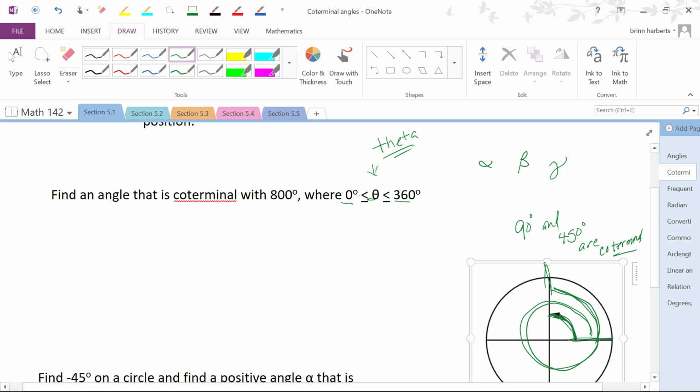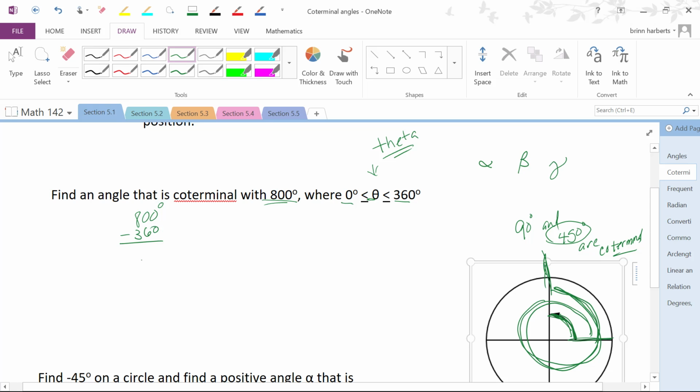But I want my angle to be between 0 and 360 degrees. But I want to have the same terminal side as 800 degrees. So one way to figure this out is to take 800 degrees and start subtracting entire circles. So that 90 degrees is coterminal with 450 because I can add on an entire circle and get back to the same spot. So I want to make my angle smaller in terms of how it's measured. Take that 800 degrees and knock it down to a more reasonable number. I can start subtracting off entire circles.